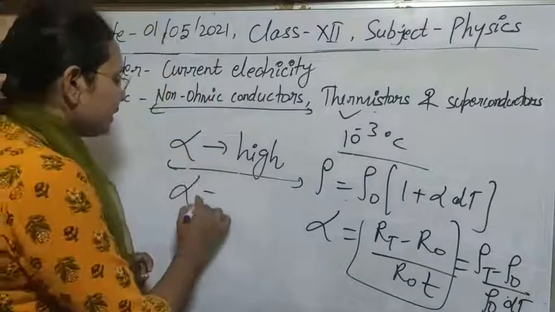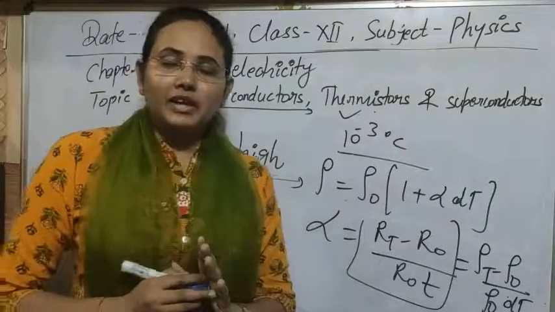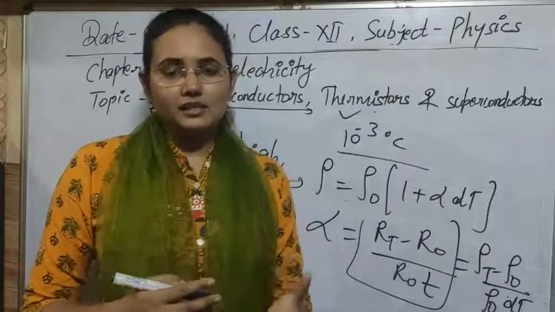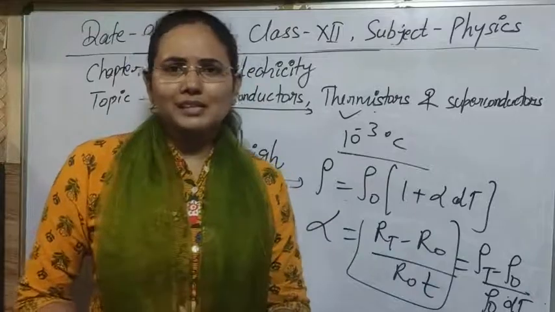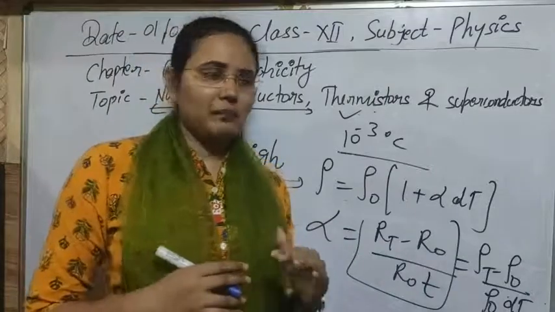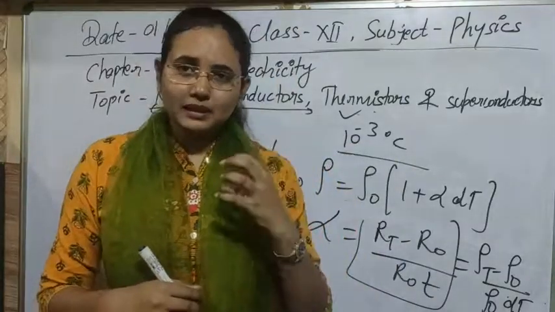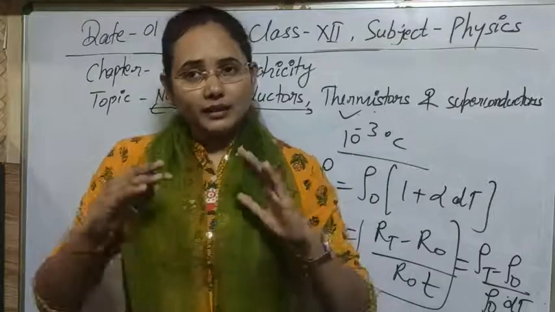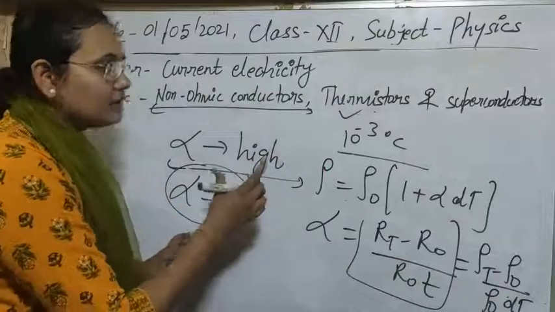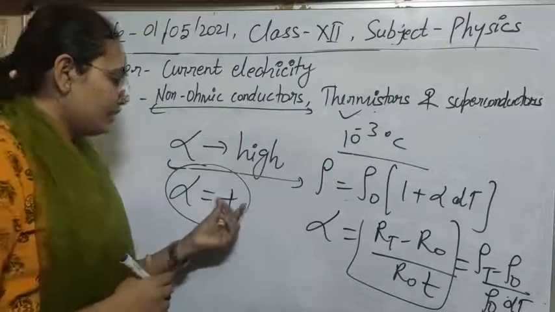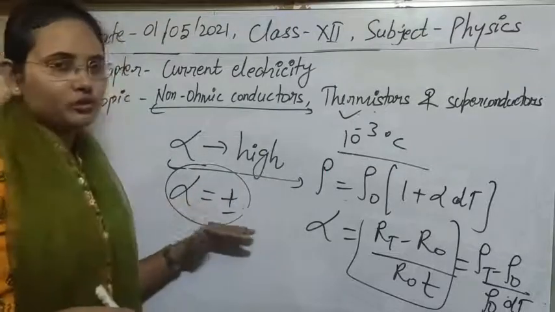Second thing, alpha can be negative or positive both here. Why? Because here we are only using the change in resistivity with temperature, so the change can increase or decrease, both possibilities are here. There is no mandatory case that there should be an increase in resistivity only, there can also be a decrease. The only thing is how the resistivity changes with temperature, so whether negative or positive, increasing or decreasing, it can be positive or negative both.